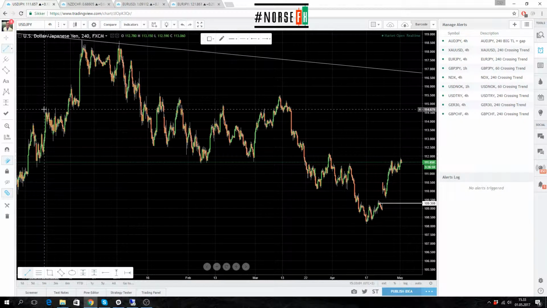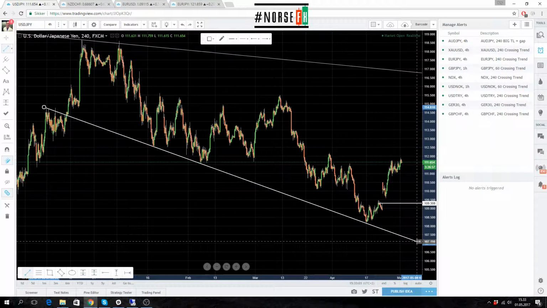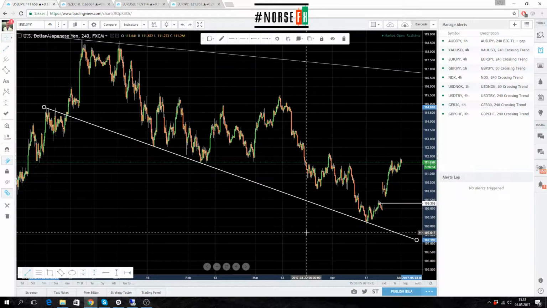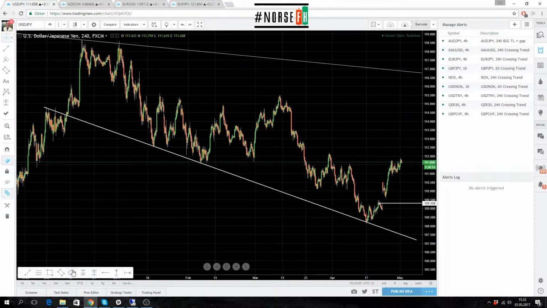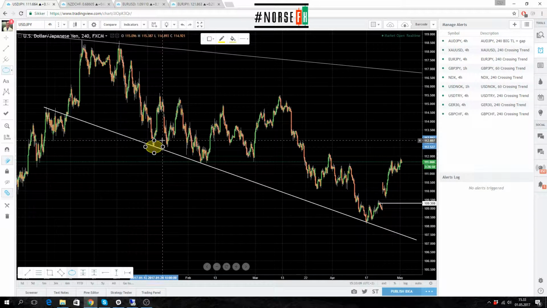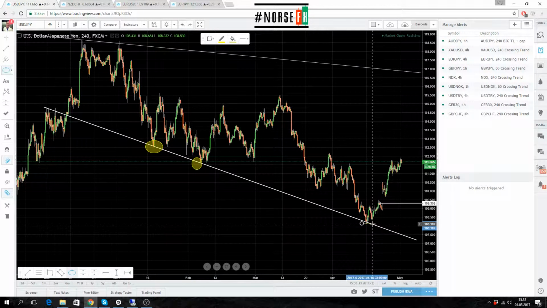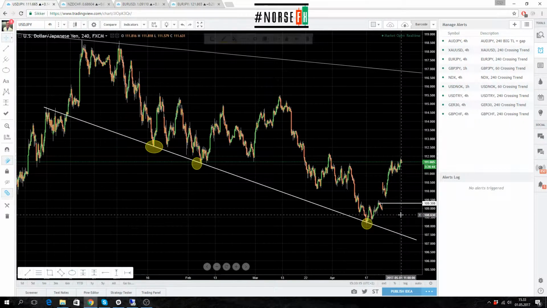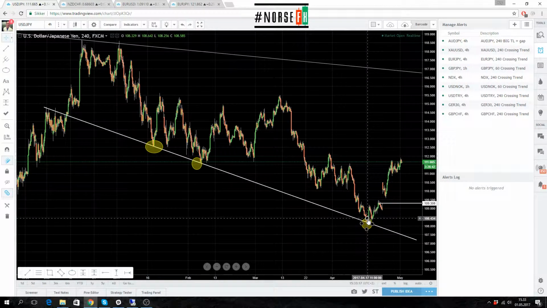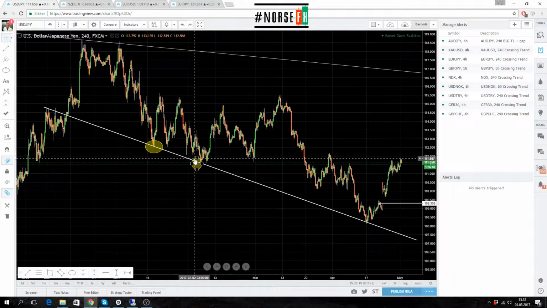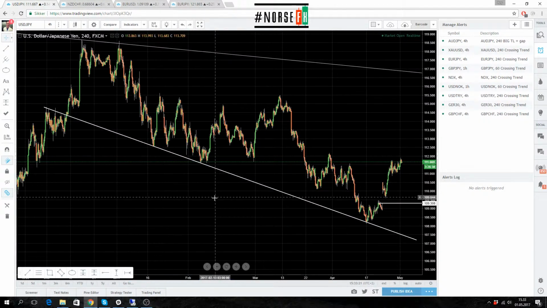So we have a trend line. If we connect these lows right here, we have 1, 2, and 3 touches of a trend line. So this is now a confirmed trend line. I now expect this pair to move up and confirm a trend channel.